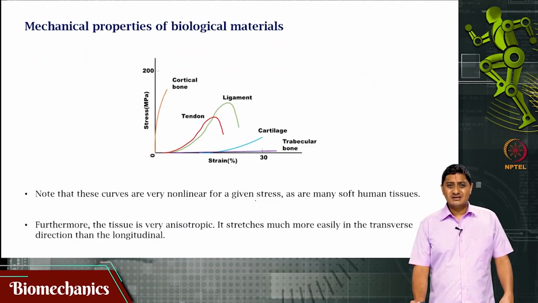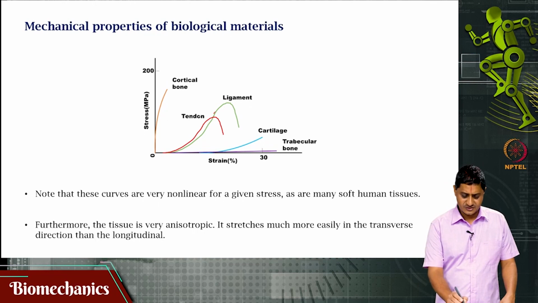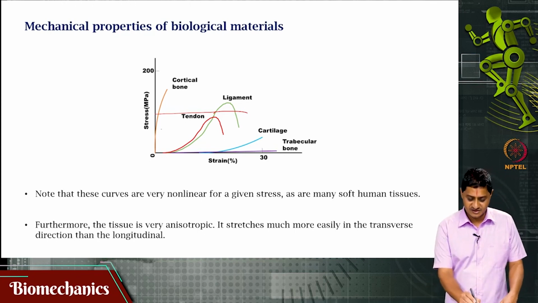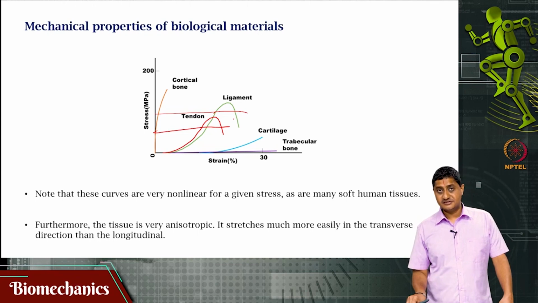Of course, for given stresses, for biological materials, the curves are very non-linear. For ligaments, they look like this. So, that means that for any given stress, there are going to be 2 different strains at which you are. So, depending on the regime within which you are working, for this stress, for example, there are going to be 2 different strains for the tendon, etc. Very non-linear, and this is true of many soft tissues in humans.